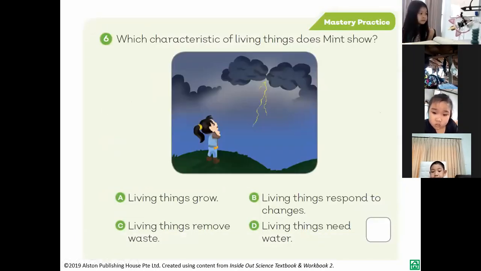Okay, look at the picture. We have a girl and we have a lightning here. Question. Which characteristic of living things does Mint not show? So the name of the girl is Mint. Letter A, living things grow. Letter B, living things respond to changes. Letter C, living things remove waste.